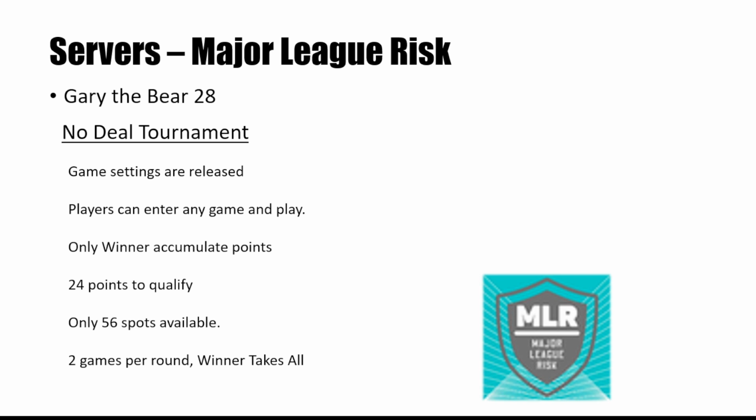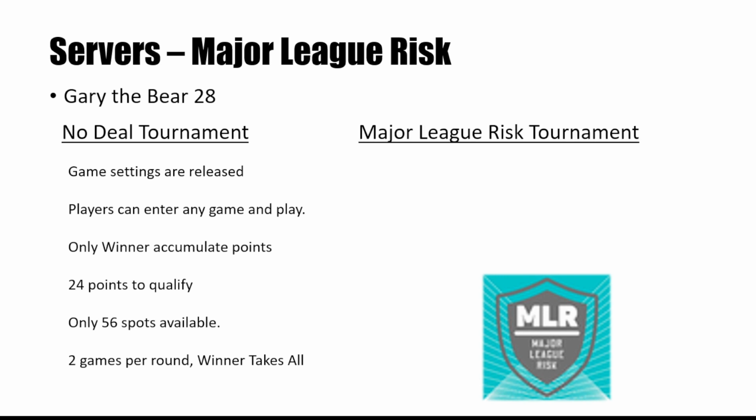Every time that you win a game, you accumulate some points, and you qualify once you reach 24 points. After you reach that, you just stop playing and wait until 56 players qualify to move on. After that you have two games per round, and all of those games are winner takes all, which means that you have to win to move on.